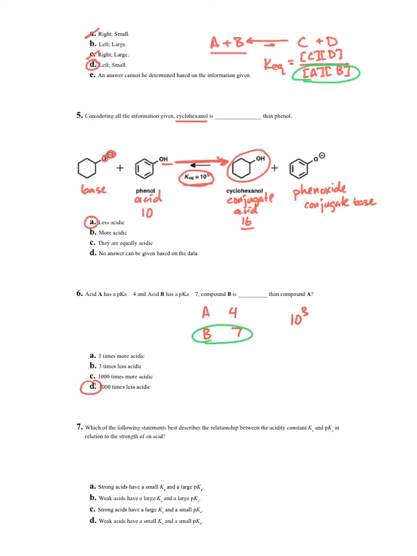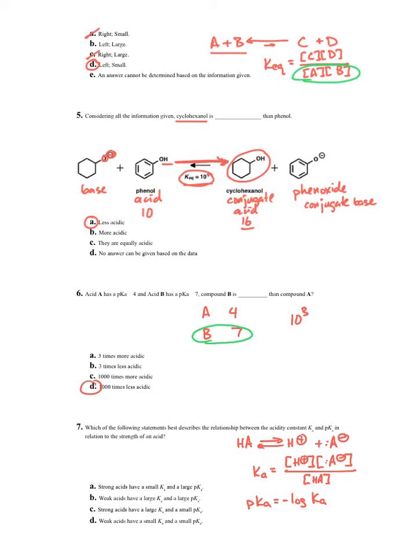Which of the following statements best describes the relationship between the acidity constant Ka and pKa in relation to the strength of the acid? Let's just go ahead and review the general equation for an acid ionizing. HA ionizing to proton plus the conjugate base. Ka is equal to the concentration of the proton times the concentration of the conjugate base divided by the concentration of HA. And again, pKa is equal to the negative log of the Ka.